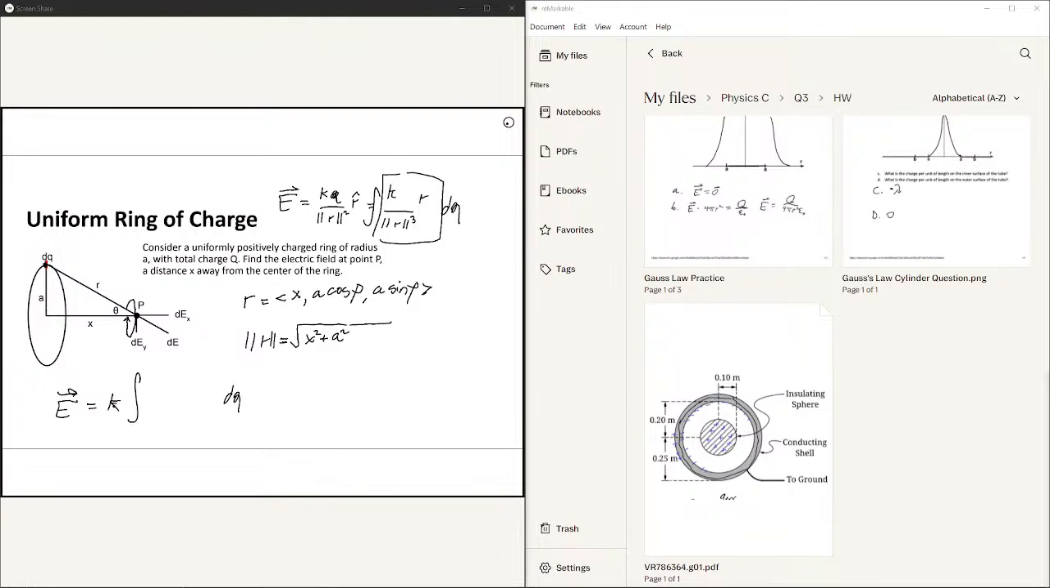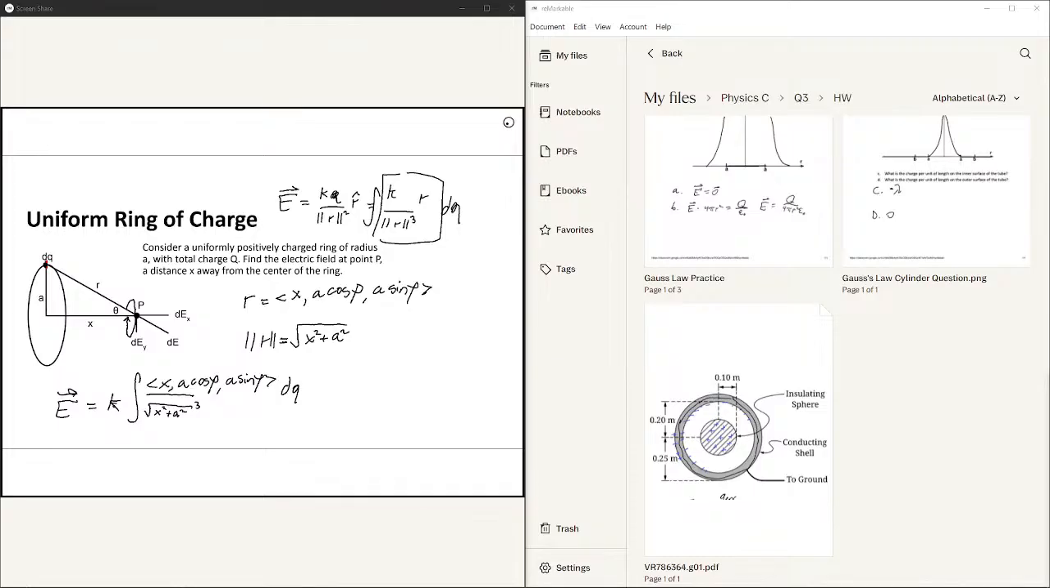So K dq over. Now this is where you get the 3/2 from. R is root of this, but in this definition we cube it. So it's root of x squared plus a squared, cubed. So that's the 3/2. And then we put r on top and dq. So we have x, a cos phi, a sine phi, and we have dq.